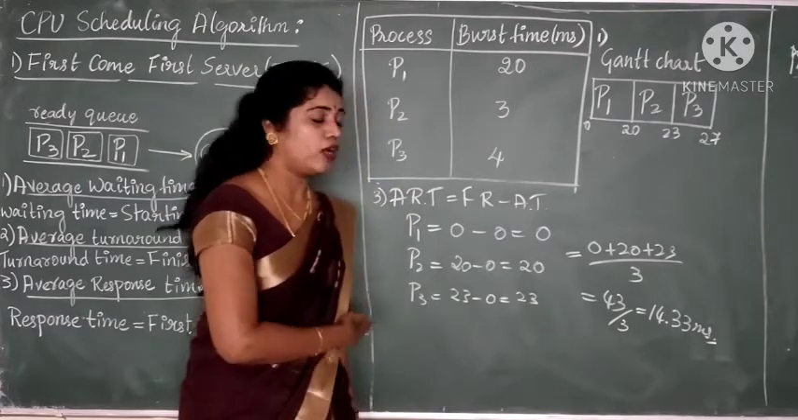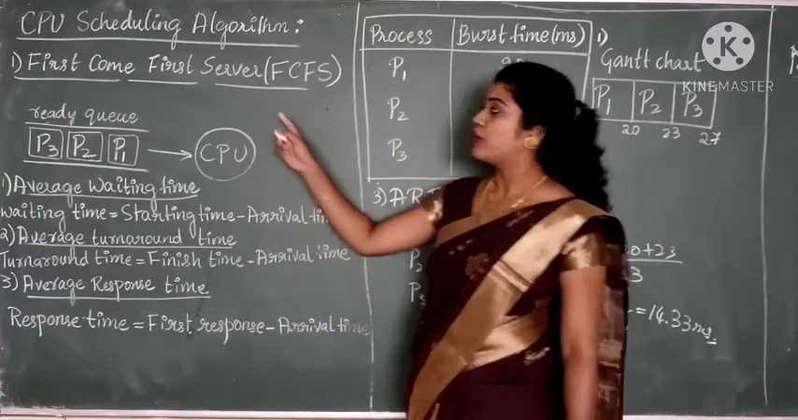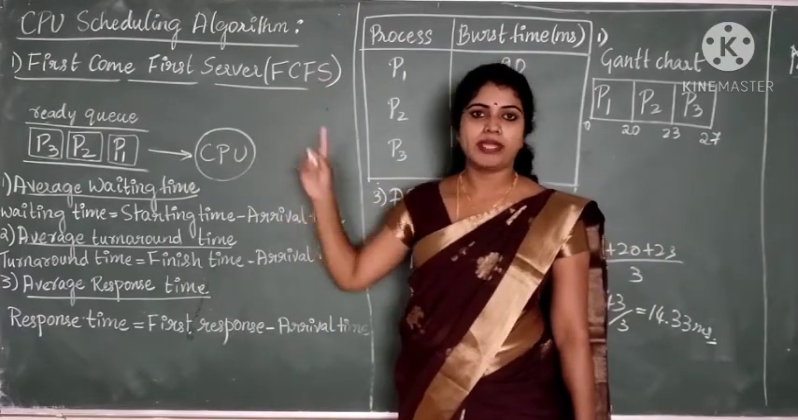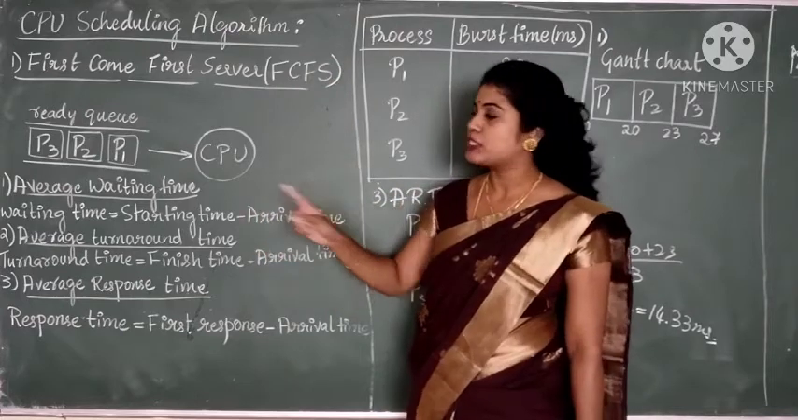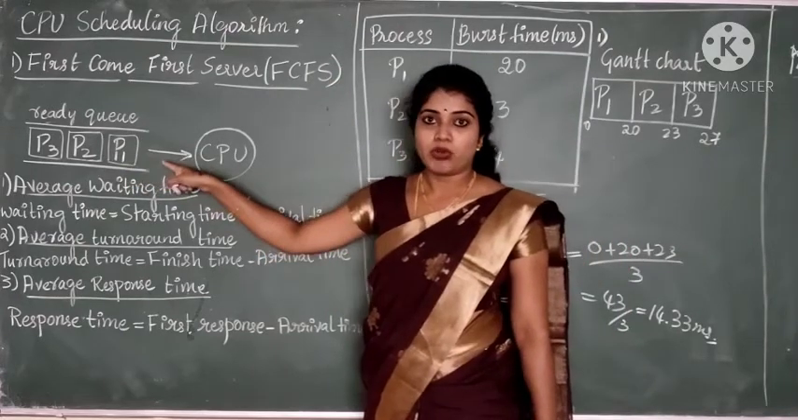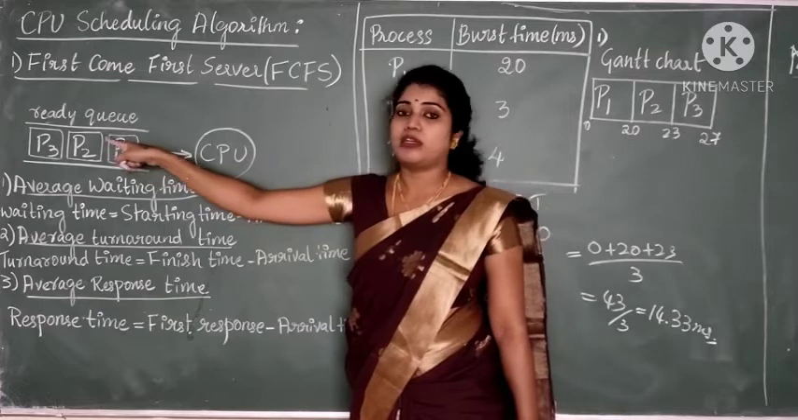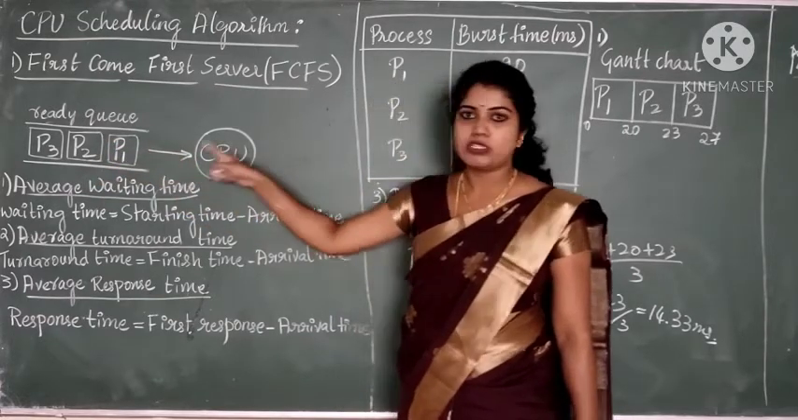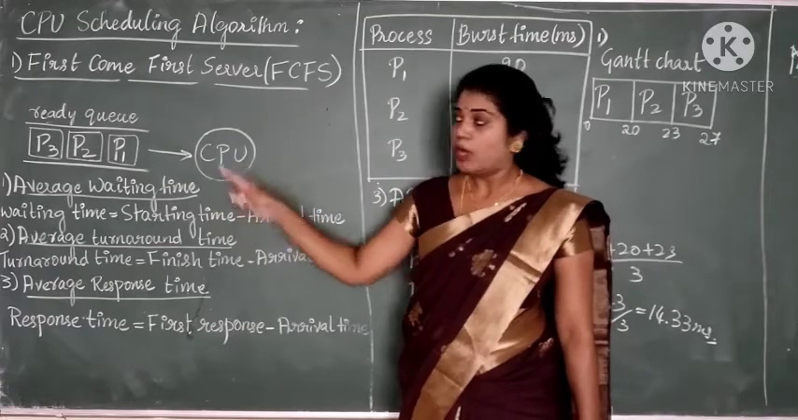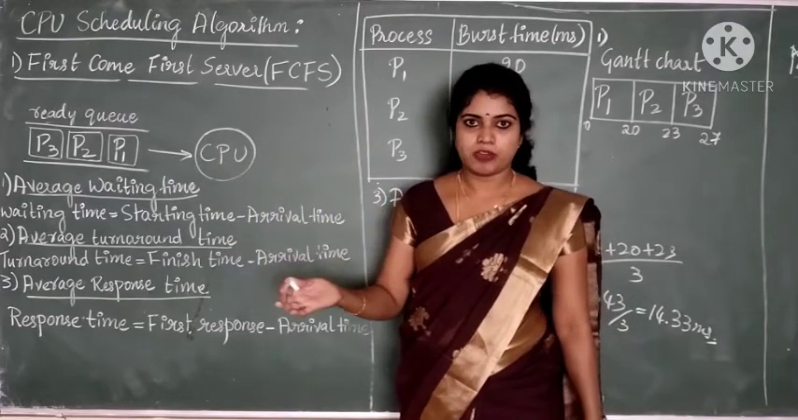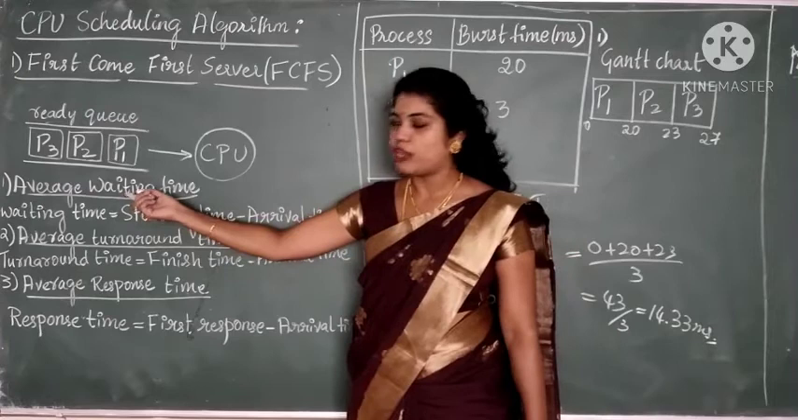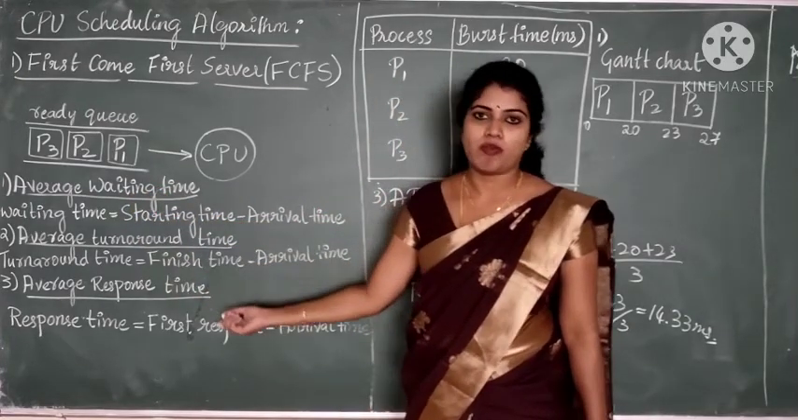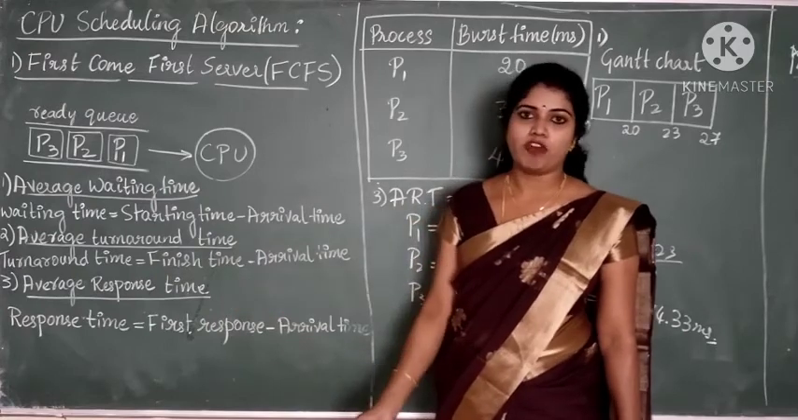So this is the way the first come first serve scheduling algorithm, one of the very first CPU scheduling algorithms, is calculated. You have to understand that the processes arranged in the ready queue go to the CPU for execution in the same order, one after the other, because it is first come first serve. And here we calculate average waiting time, average response time and average turnaround time using the respective formulas. Thank you.